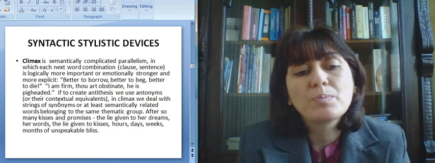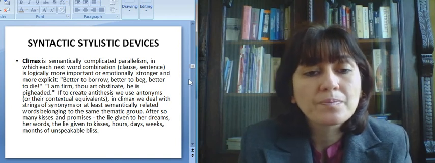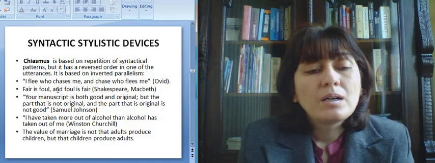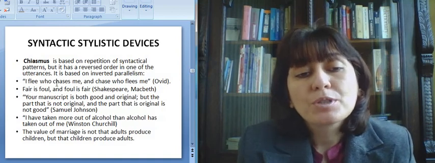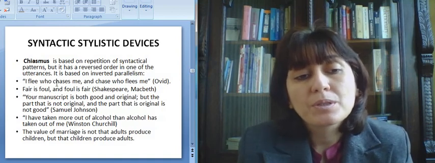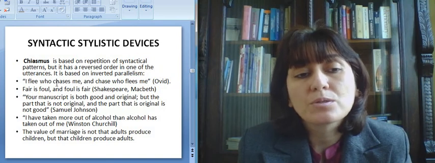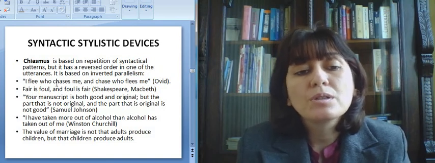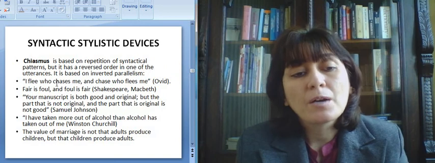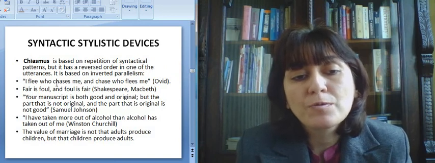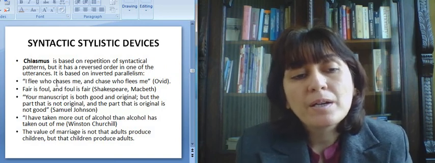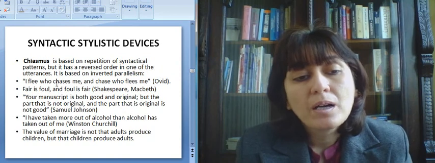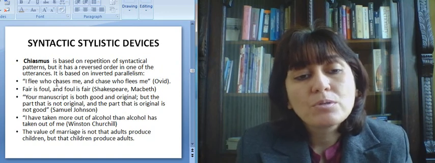After so many kisses and promises, the lie given to her dreams, her words, the lie given to kisses, hours, days, weeks, months of unspeakable bliss. Chiasmus is based on repetition of syntactical patterns, but it has a reversed order in one of the utterances. It is based on inverted parallelism.